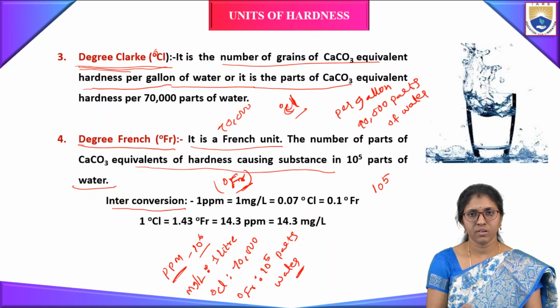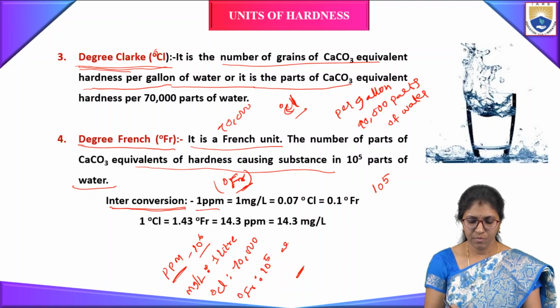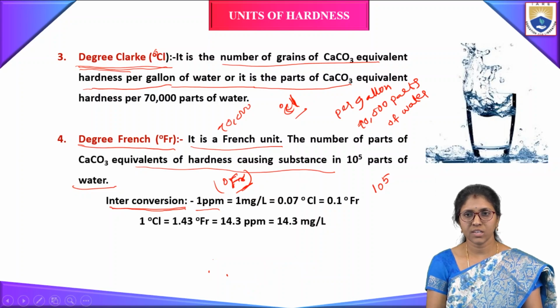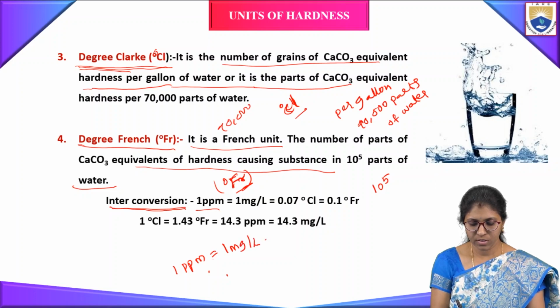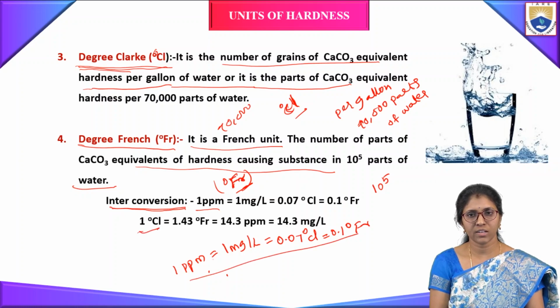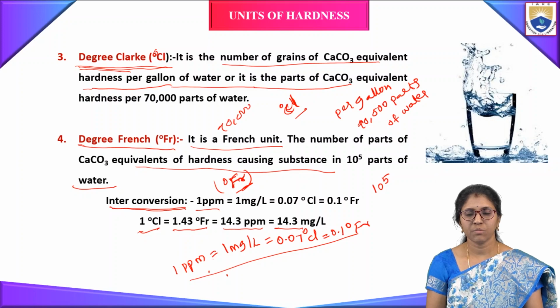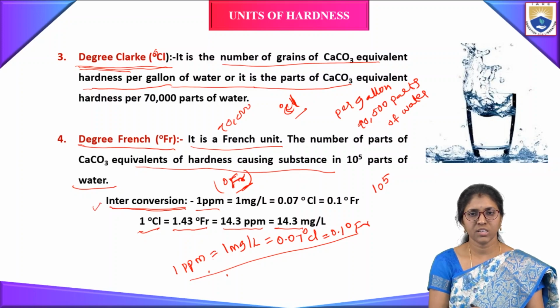Here the interconversion of units is there. 1 ppm equals 1 mg per liter, equals 0.07 degree Clark, equals 0.1 degree French. So this is the interconversion of the 4 units. Another interconversion: 1 degree Clark equals 1.43 degree French and 14.3 ppm equals 14.3 mg per liter. We have to use these interconversions while doing the numerical problems in water technology.